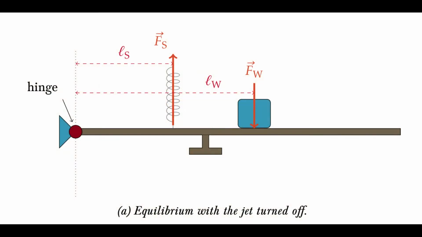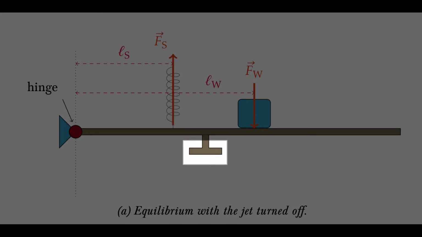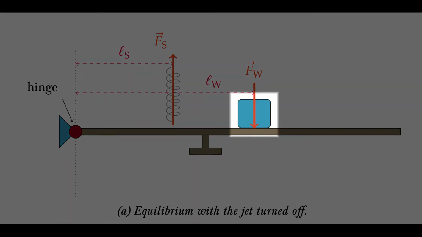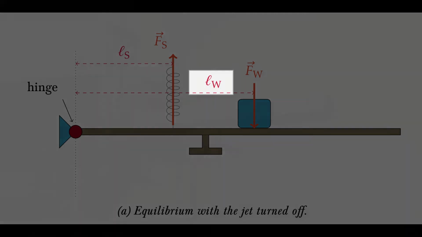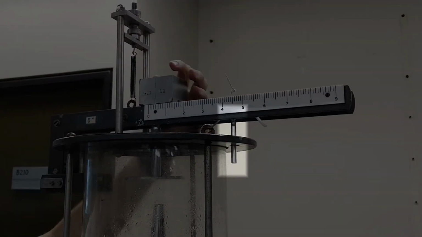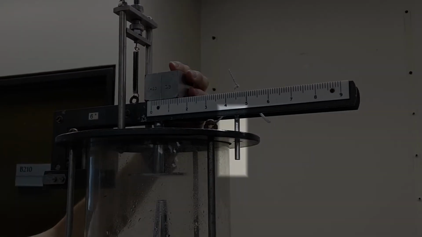Here is a more detailed view of the force balance mechanism that can also be found in the lab manual. The plate shown here is the plate that will be impacted by the jet of water. The first step is to start moving the weight on the balance until the balance is level, and then recording the distance LW. A pin with a notch, as shown here, is used to indicate if the balance is level.